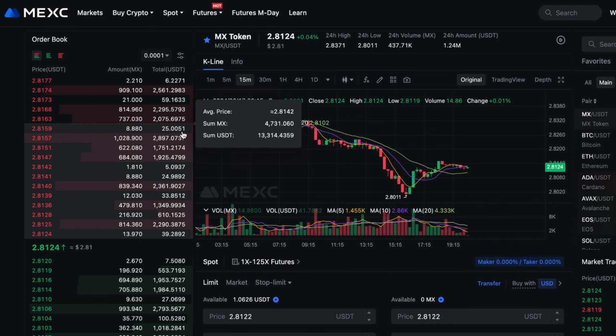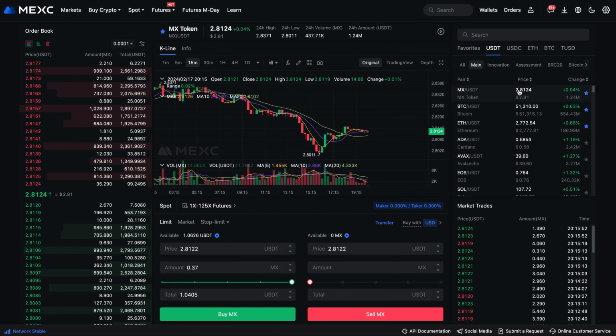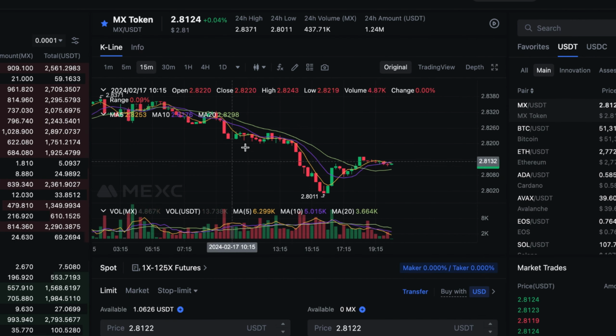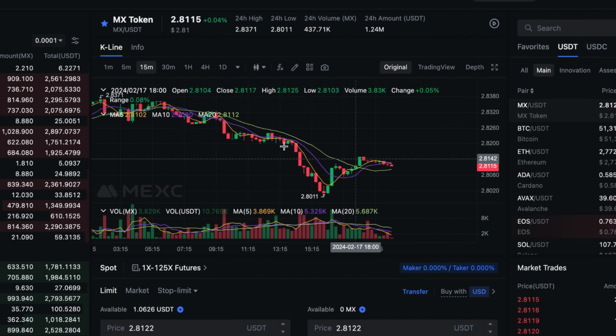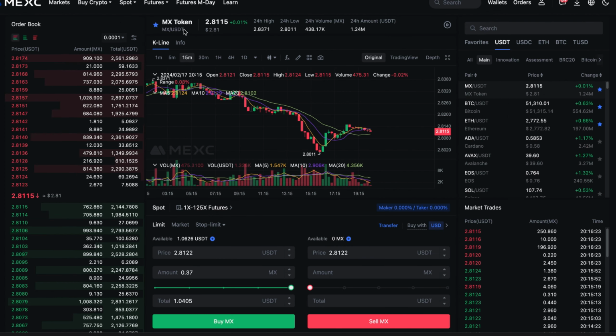So as you can see right here, on the left hand side we have the order book. On the right hand side we have where you can select the currency pairs you want to trade. If you look down, you're going to see the market trades. Then this section is where you're going to take a trade, and above the take a trade section you're going to see the graph for how the coin is doing against each other. Currently I'm on the MX/USDT.